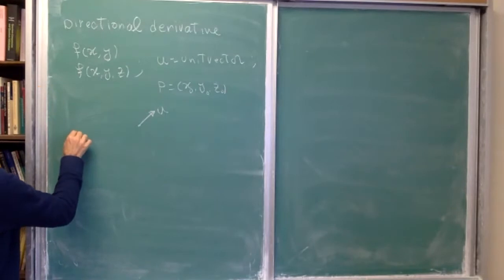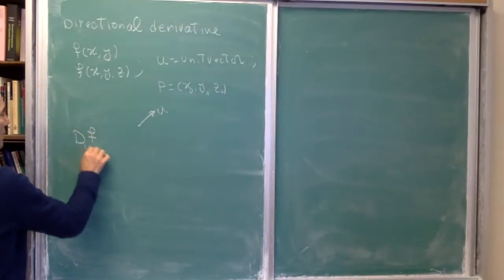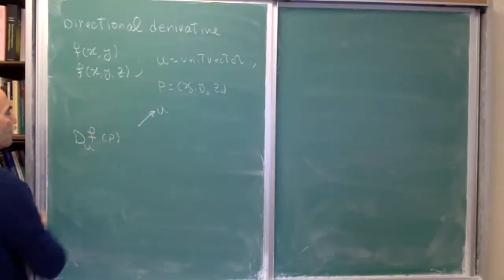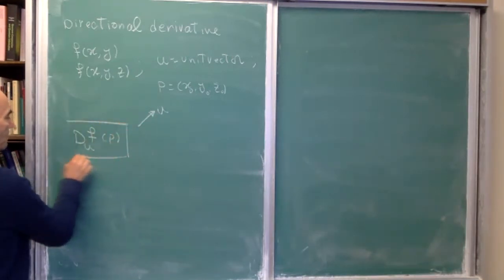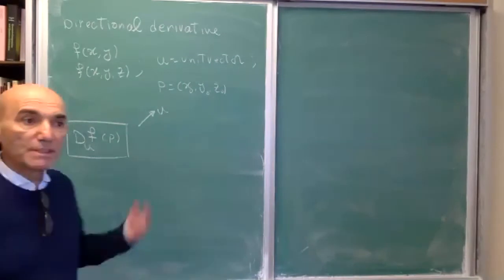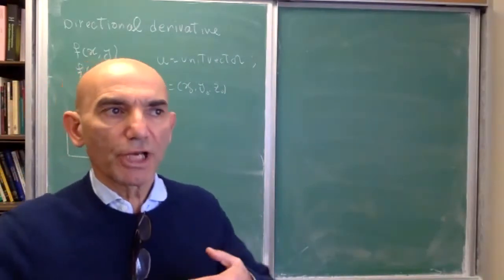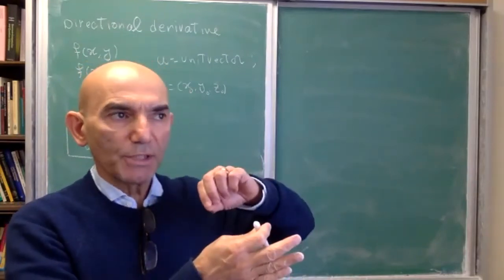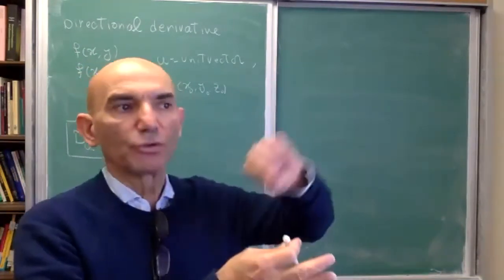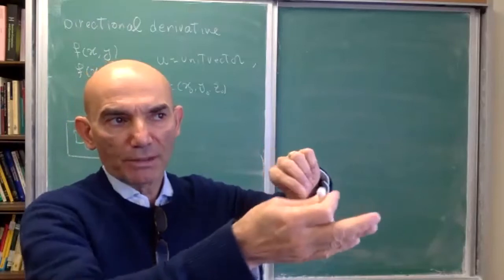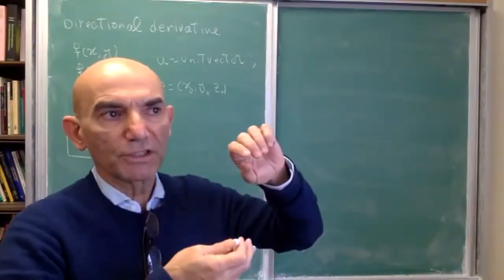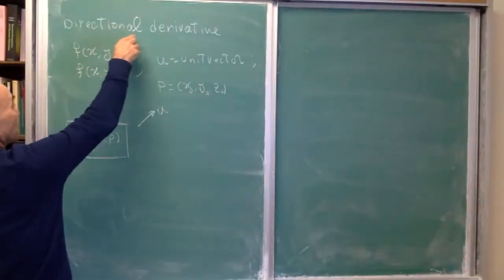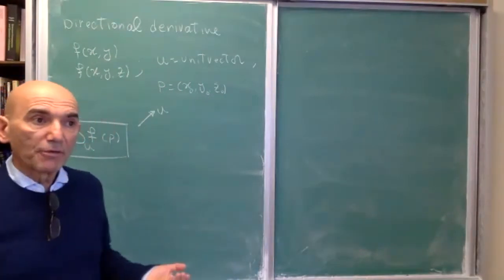And the notation was this, D_u f at this point, at P, for example. So for this quantity there was a definition. This was the rate of change of the function as you moved along the straight line that starts at P and moves along this vector u. As you approach the point P, you take the rate of change and see how much your function is changing in that direction. And that's the directional derivative. So the name is very suggestive. That was the definition.